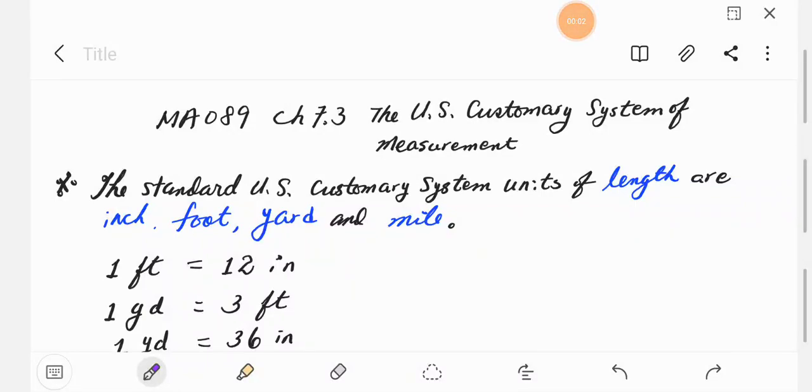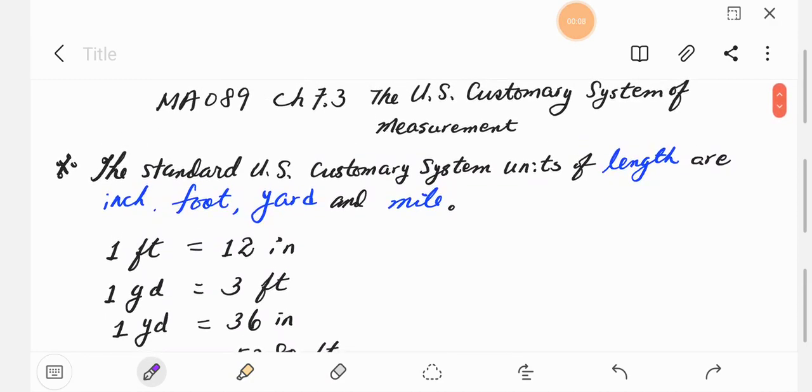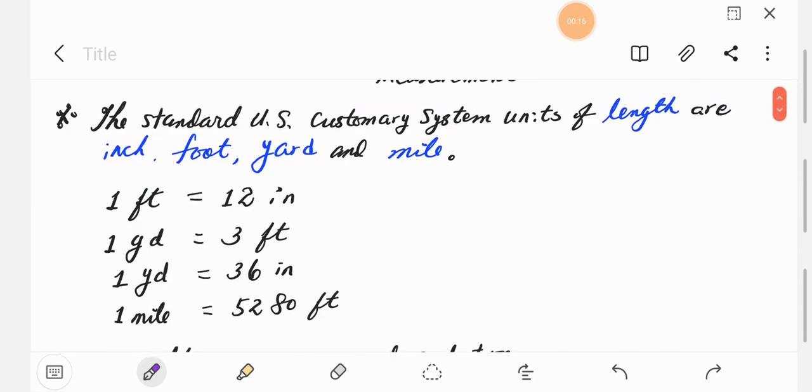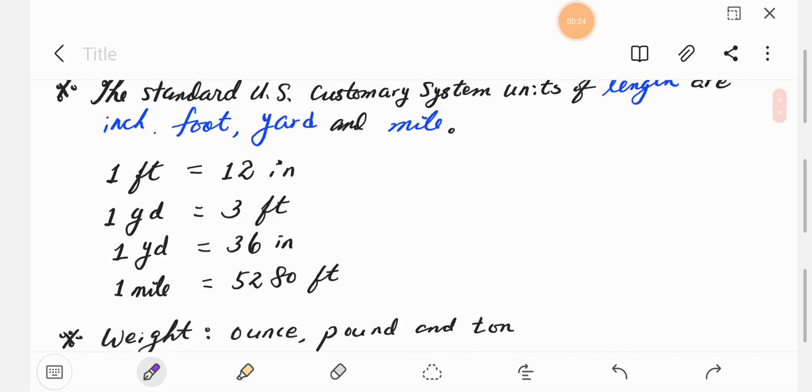Chapter 7.3, the U.S. Customary System of Measurement. The U.S. Customary System units are the ones that we are using in the United States. So the standard U.S. Customary System units of length are what? Starting from inches: inch, foot, yard, and mile.